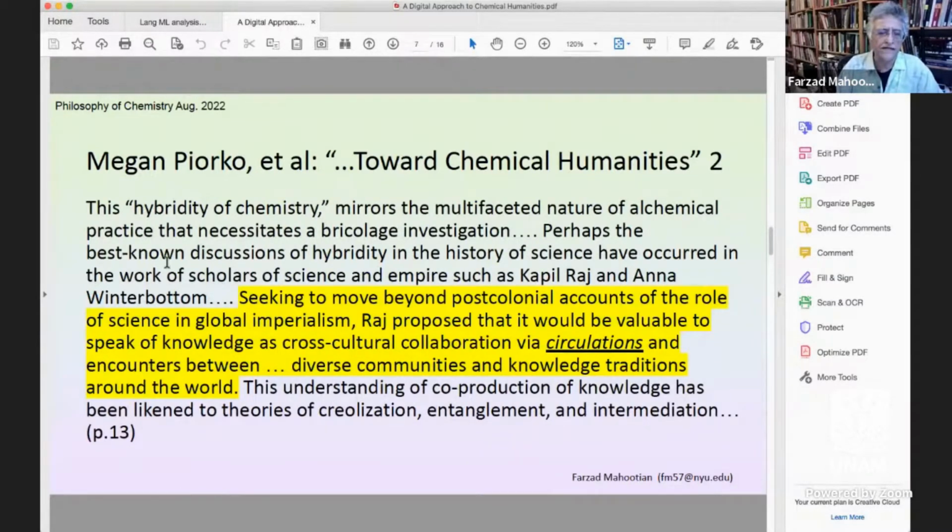Here's another little bit here. It's a hybrid, bricolage, etc. I'm just going to jump right to here. This more recent discussion of science and empire. There's a couple of books out on this now and lots of articles that tie together the political ambitions of colonial states and how science both aided that and benefited from it. And what we get here is a little bit of neutralizing, both from Raj and from Winterbottom. The language turns out to be something like, it would be valuable to speak of knowledge as cross-cultural collaboration via circulations and encounters between diverse communities and knowledge traditions around the world. Of course, what we're missing here is the genocide and all the other inhumanity, but we get some nice abstractions that fit well in an academic journal. Wonderful. All right. I'm not quite ready to go that neutral yet, but I'm sure I will get there.